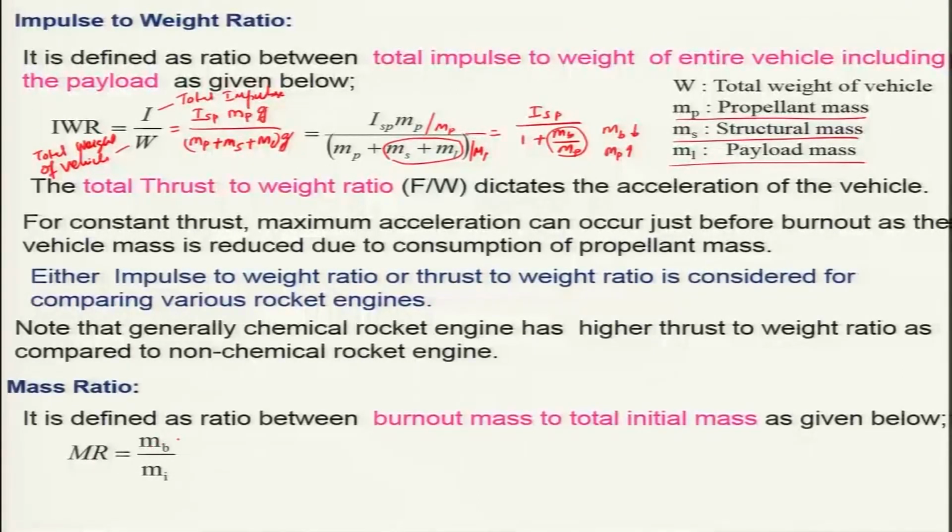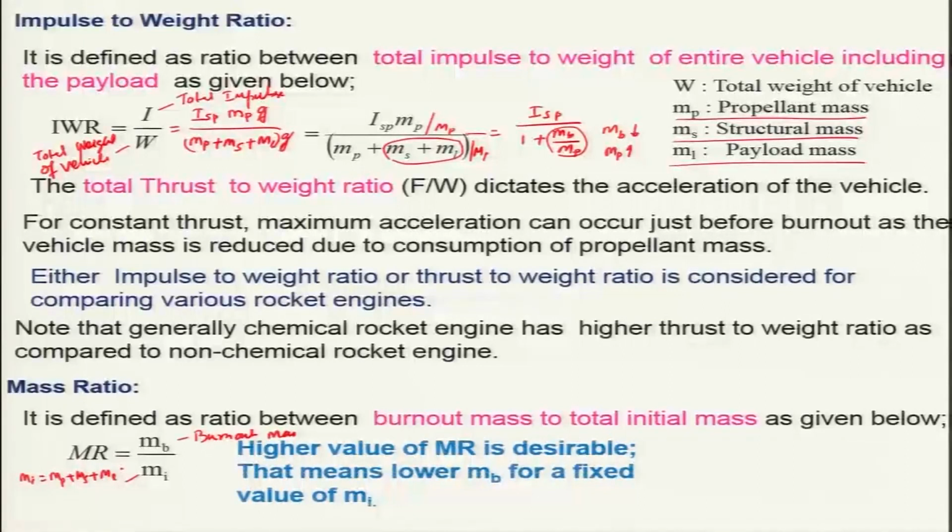I have already told you this is burn out mass, and this is your total mass, that consists of m_i, which is equal to m_p plus m_s plus m_l. Sometimes I will be using m naught instead of m_i as well. Keep in mind that this ratio should be higher so that you can have a better performance.